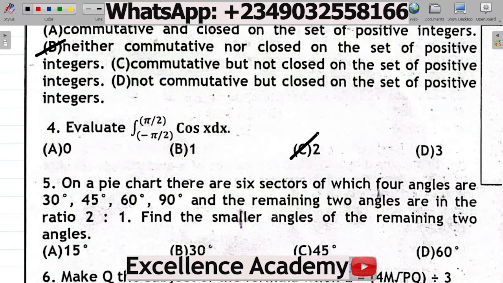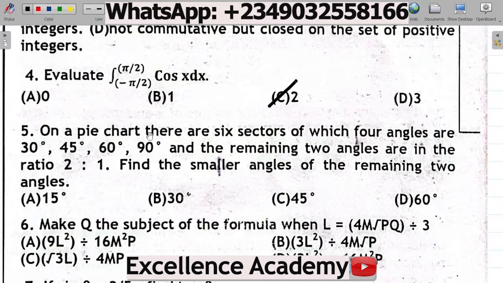Moving on, let's look at the next question. Question number 5. Question 5 says, on a pie chart, there are 6 sectors, of which 4 angles are 30 degrees, 45 degrees, 60 degrees, 90 degrees, and the remaining 2 angles are in the ratio 2:1. Find the smaller angle of the remaining 2 angles. A, 15 degrees, B, 30 degrees, C, 45 degrees, D, 60 degrees.